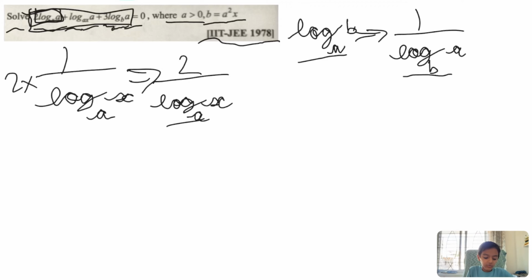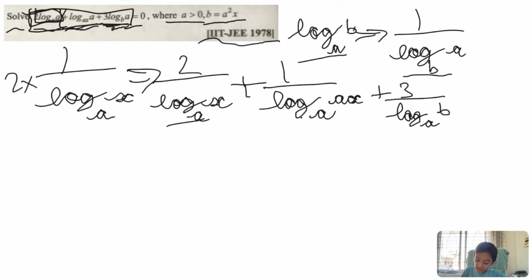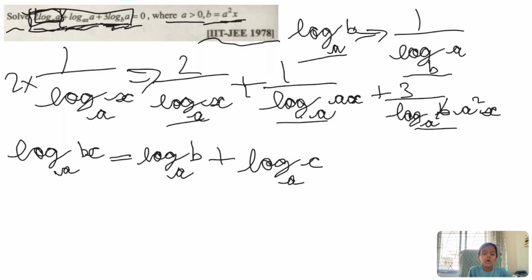And we will do this on log a to the base ax and 3 log a to the base b. Now we will put the value of b, which is a square x. Now we will apply the product law of logarithm over here and over here. The product law of logarithm states that log bc to the base a is equal to log b to the base a plus log c to the base a.